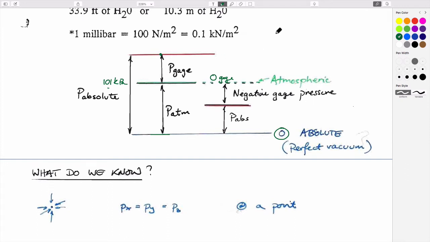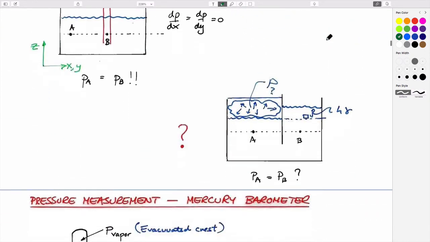So you need to remember that. You need to remember also that when we talk about the ideal gas law, pressures and temperatures are always absolute, have to be. So you need to remember that.